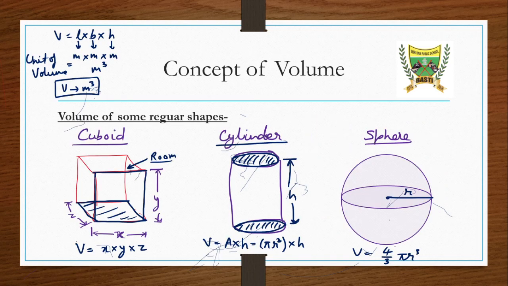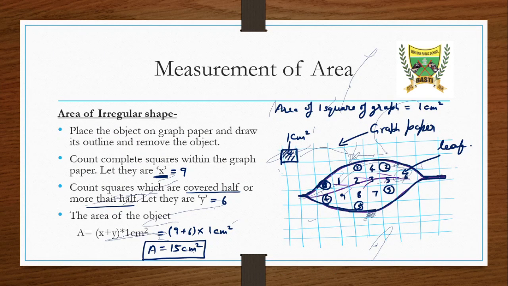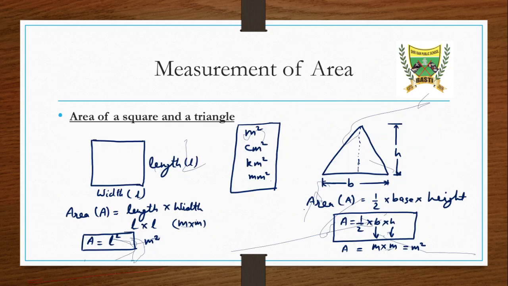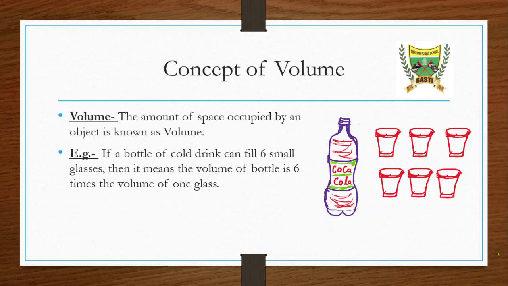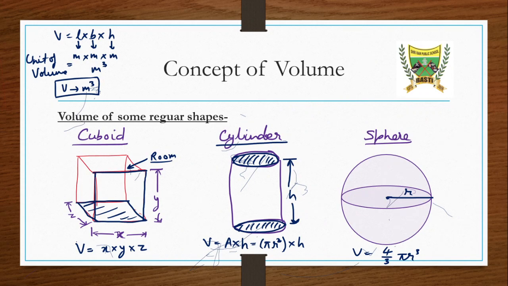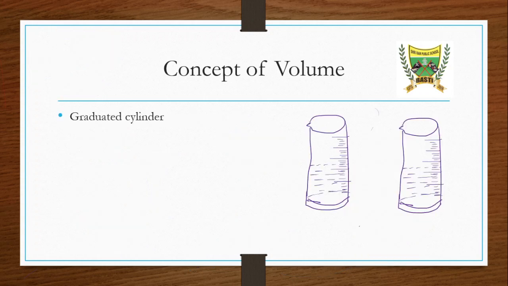In the last few lectures we have learnt about the concept of volume and measurement of area, what the area of regular and irregular shapes is, how we measure that, what volume is, how we define it, and how we calculate the volume.